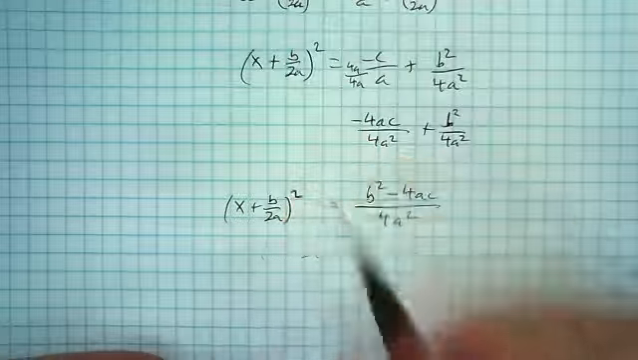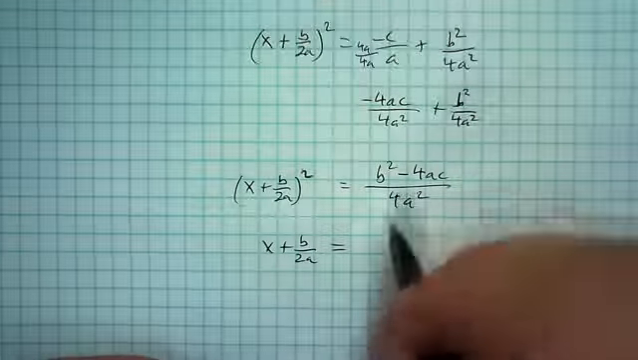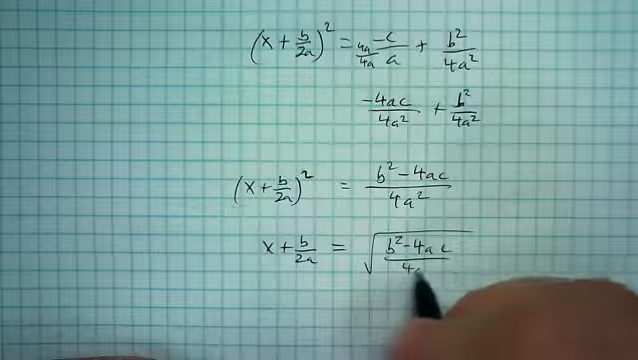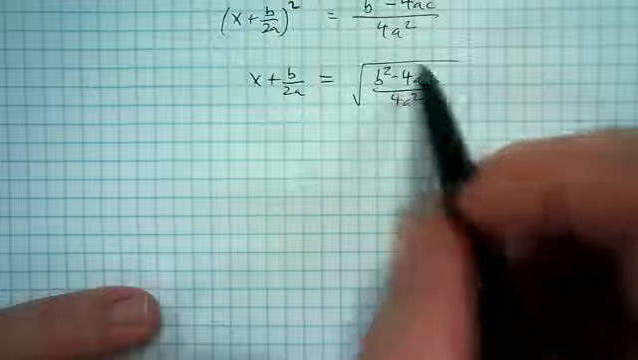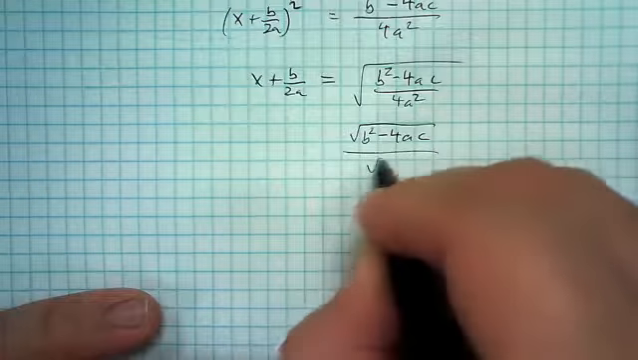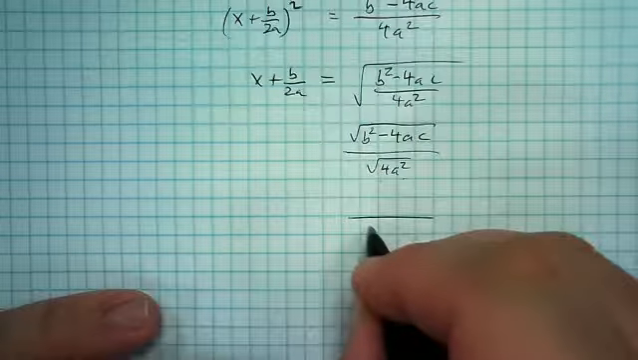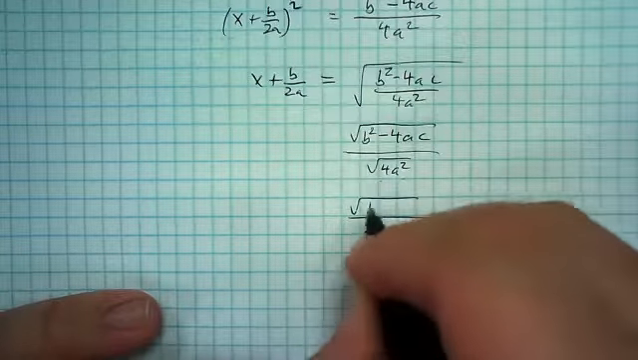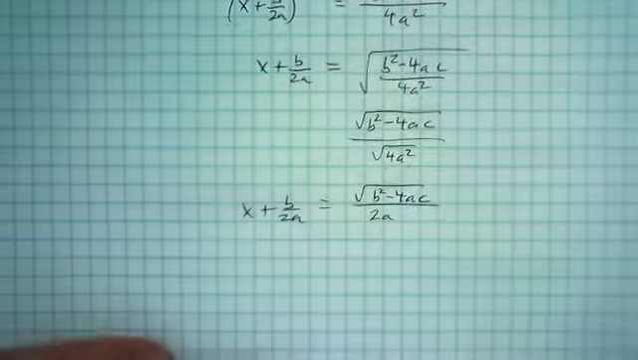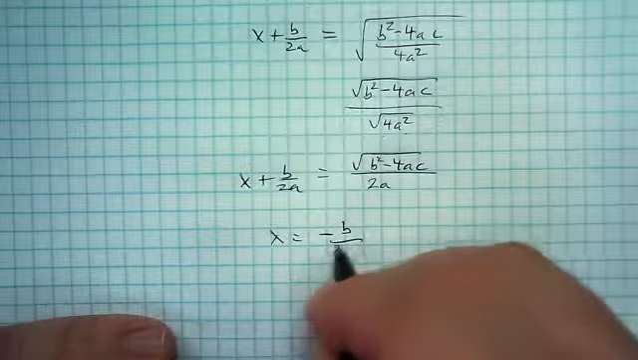So now I take the square root of both sides, and I get x plus b over 2a equals the square root of b squared minus 4ac all over 4a squared. But with any fraction, a square root, I can split that into a square root on top and a square root on the bottom. And the square root of 4 is 2, and the square root of a squared is a. The final step then is to subtract b over 2a to the other side. So I get negative b over 2a.